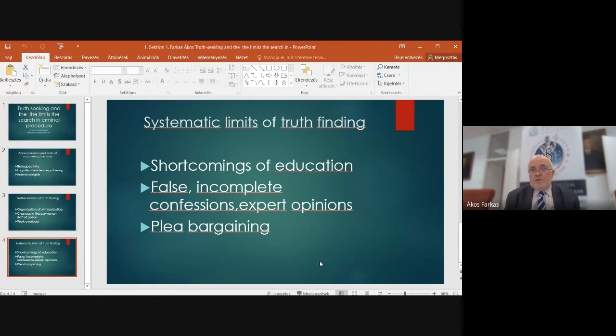So these were some viewpoints which I think can hurdle truth-finding in criminal procedure.